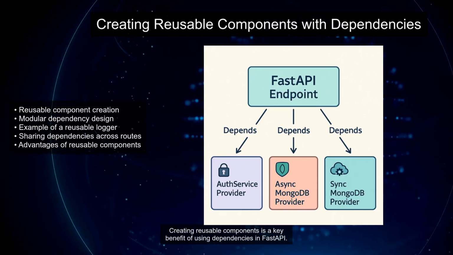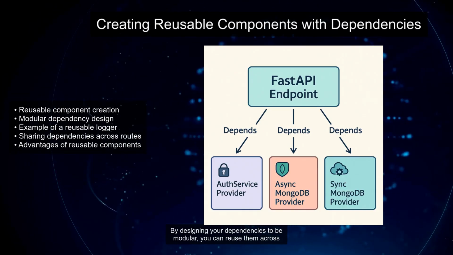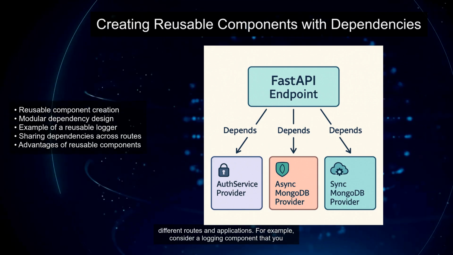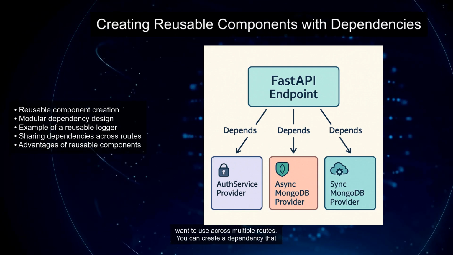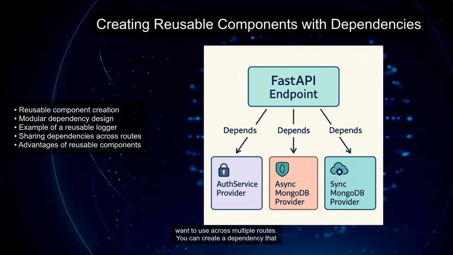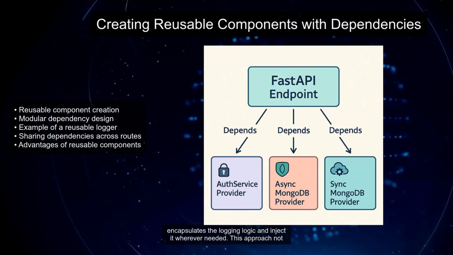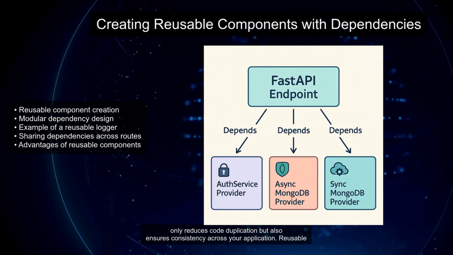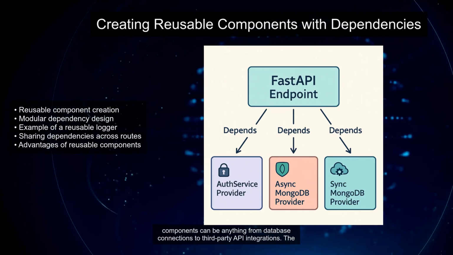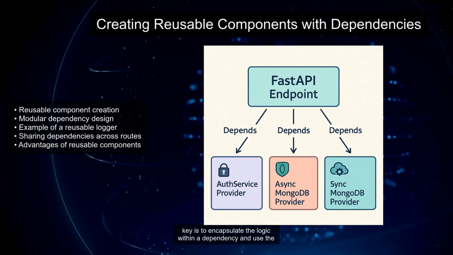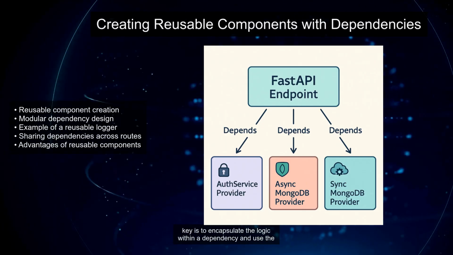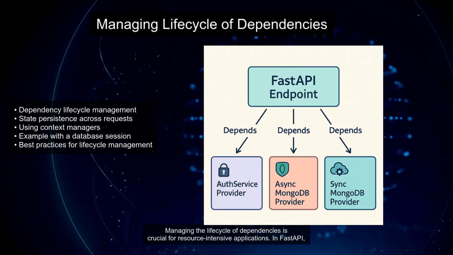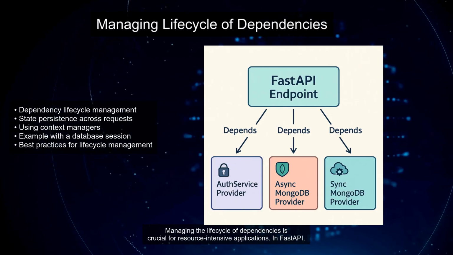Creating reusable components is a key benefit of using dependencies in FastAPI. By designing your dependencies to be modular, you can reuse them across different routes and applications. For example, consider a logging component that you want to use across multiple routes. You can create a dependency that encapsulates the logging logic and inject it wherever needed. This approach not only reduces code duplication but also ensures consistency across your application. Reusable components can be anything from database connections to third-party API integrations. The key is to encapsulate the logic within a dependency and use the depends function to inject it into your route handlers.